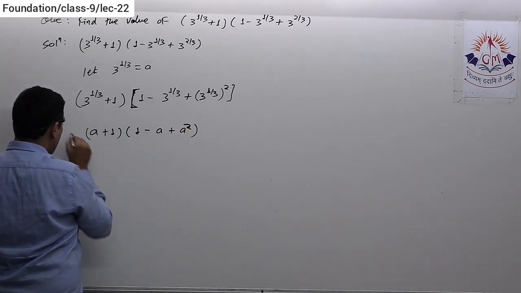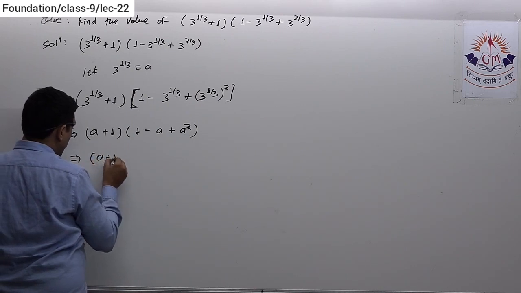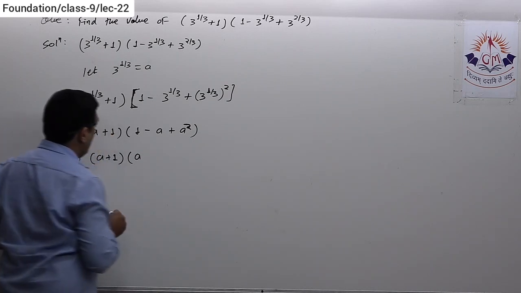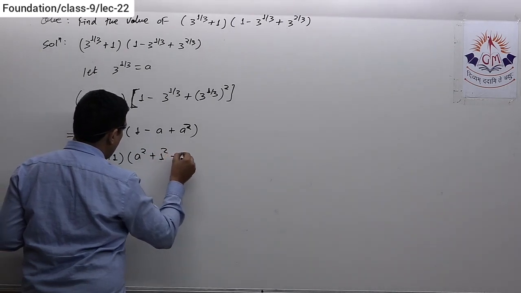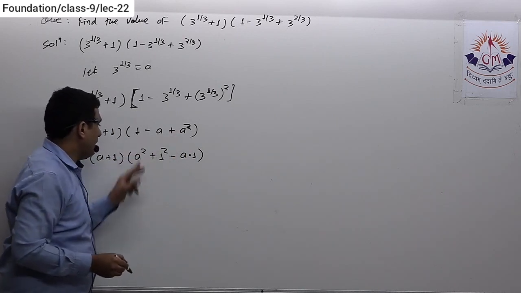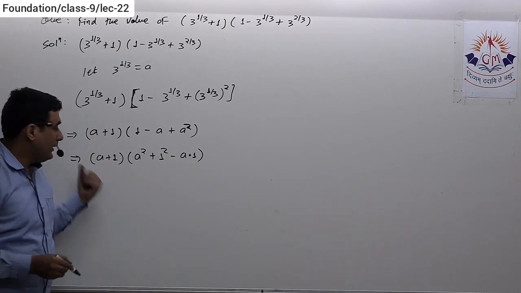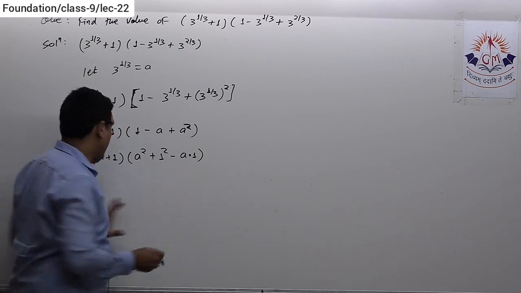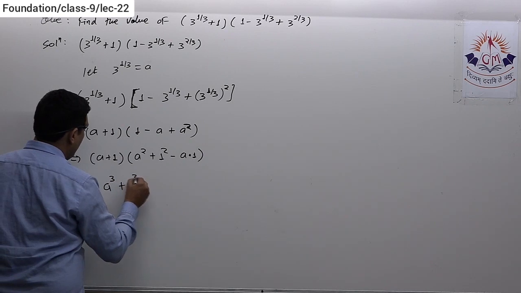That means I can write a plus 1, then a square plus 1 square minus a into 1. This exactly fits the identity of a cube plus b cube, isn't it? (a + b)(a square + b square - ab) is a cube plus b cube.